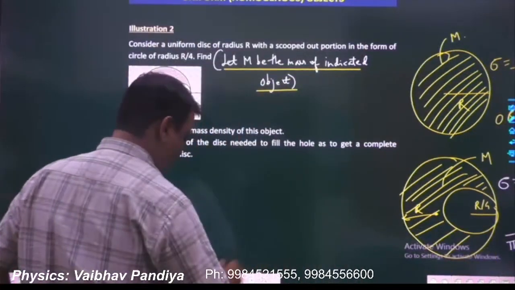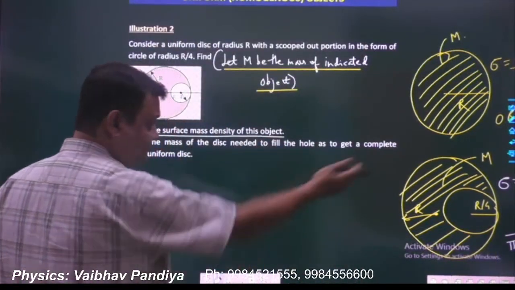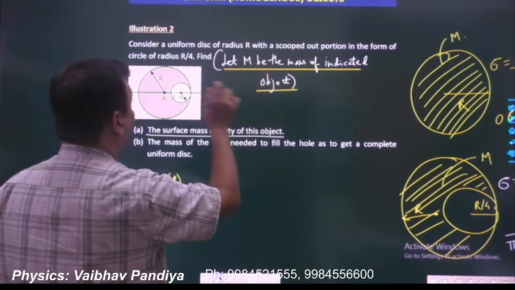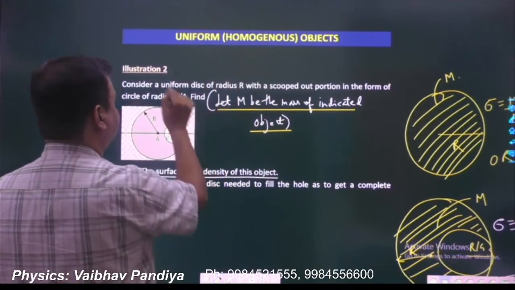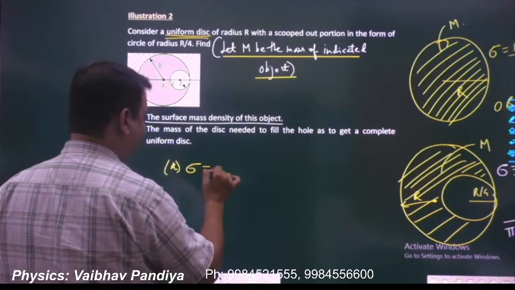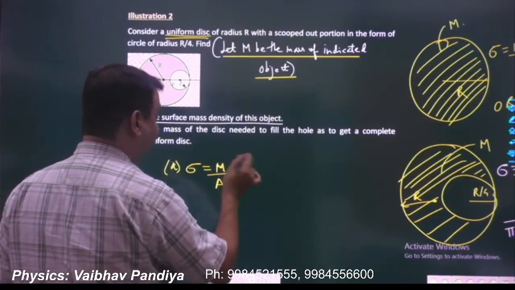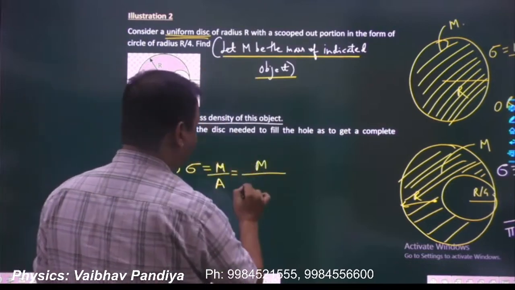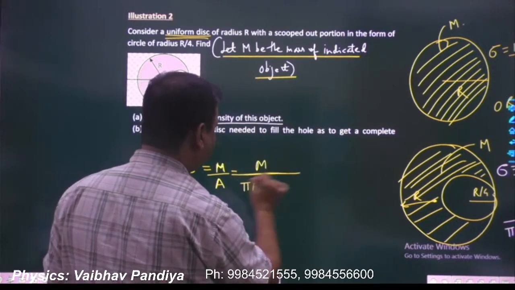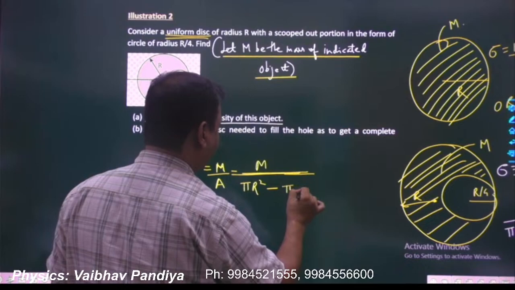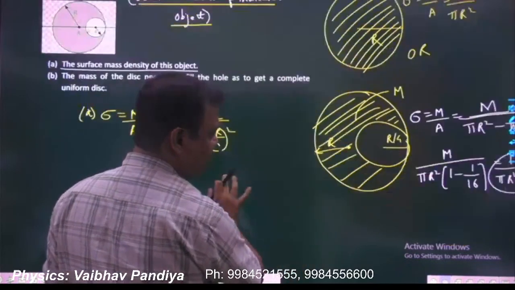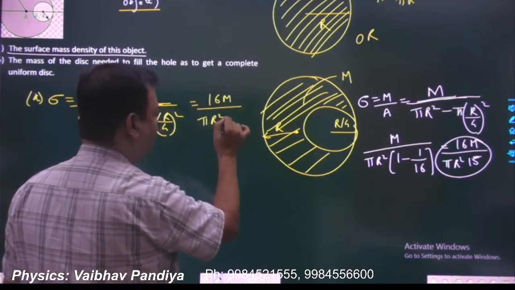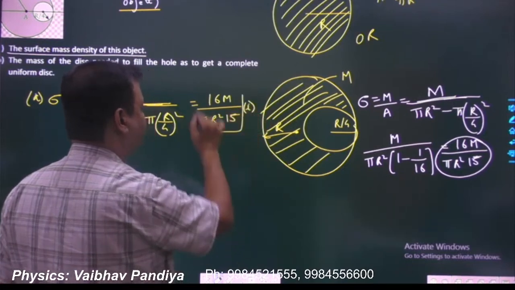Okay. So what will be the value of surface mass density? Now it is straightforward. Since m is the mass of the indicated object, and we are considering a uniform homogeneous disk, we can apply the formula: sigma is total mass by the area over which the mass is present. There is no mass in the hole. So the mass of this object is m. The area will be the complete area of the disk, pi r square, minus the area of the cavity, that is pi (r by 4) square. Already you did this thing here, correct? So your answer will be 16 times m divided by pi r square multiplied by 15. That is your answer to the first part.